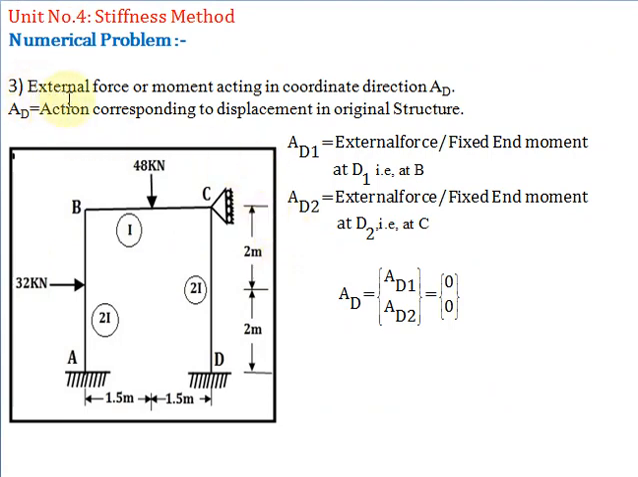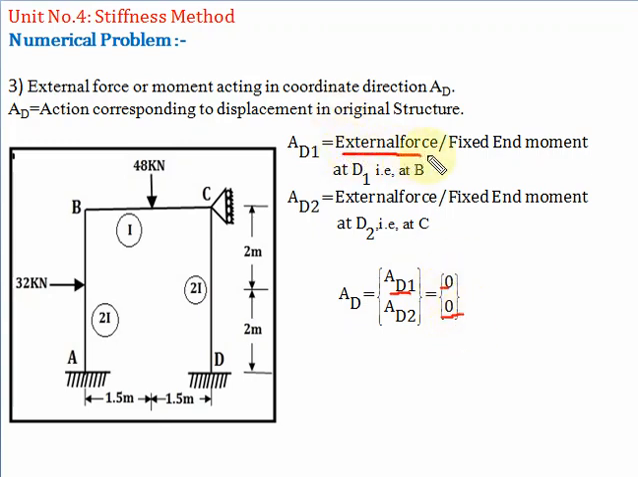So action corresponding to displacement in original structure. In this original structure, we have considered rotation at support B as our first unknown, and rotation at support C as our second unknown. Now here at support B, is there any moment or any point load acting directly at support B? No. So here the value of AD1 will be equal to 0. Now AD2 is for support C. So at support C, is there any moment acting? No. Is there any point load acting? No. So value of AD2 is 0. So AD matrix is 0, 0.